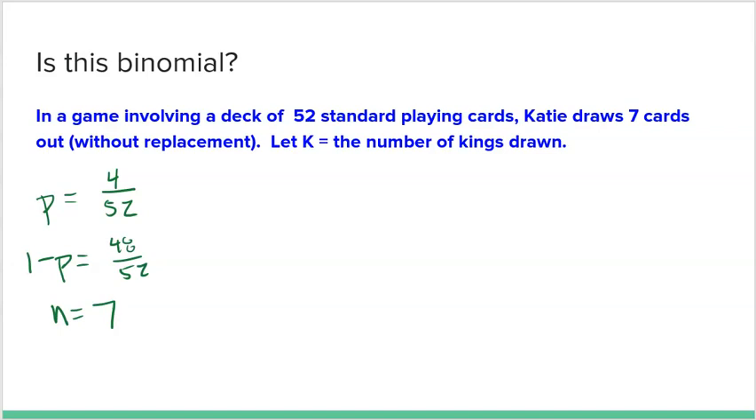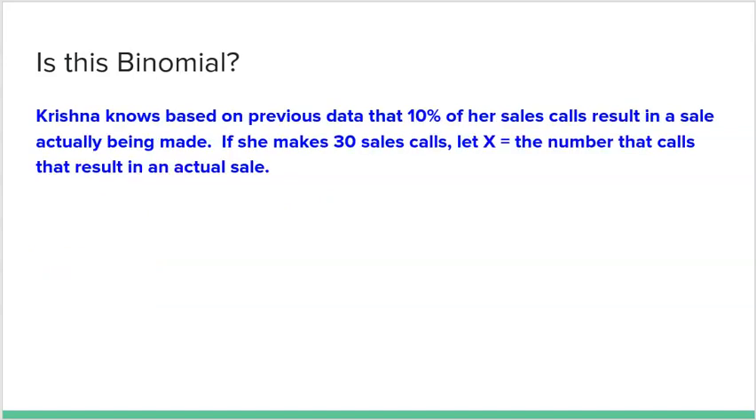So that doesn't seem to work out to be binomial. Furthermore, because she's drawing these cards without replacement, the probability of getting a king changes. For the first selection, it's 4 out of 52. If she gets a king, now she's down to 3 out of 51. Or excuse me, 3 out of 50. And then even if she does not get a king, well, then she's still down to 2 out of 49. So the probability is changing because she's not replacing the cards. Not binomial.